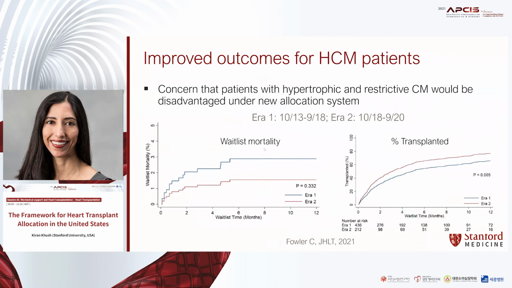There is also concern that certain patient populations, such as those who are not eligible for temporary support, such as patients with hypertrophic cardiomyopathy, may do worse under the new allocation system. Fortunately, that has not been the case. This figure shows that waitlist mortality has actually decreased under the new system and transplant rates have increased. So even particular patient populations seem to be doing better in the new system.